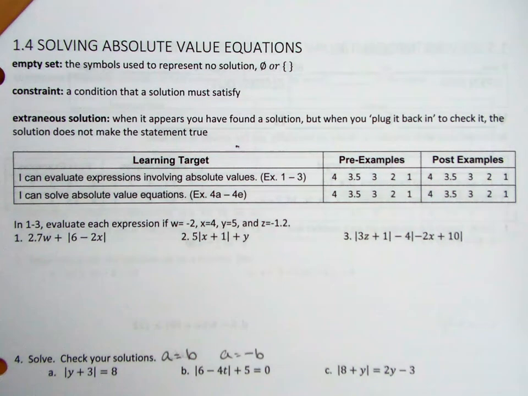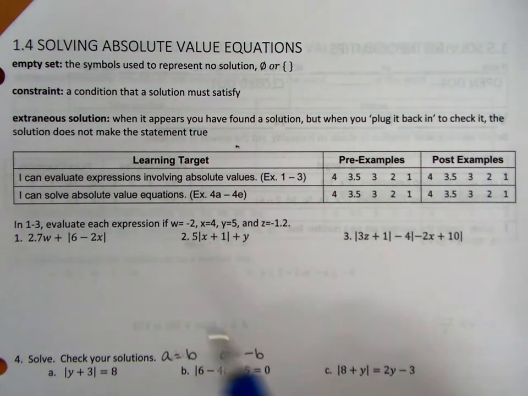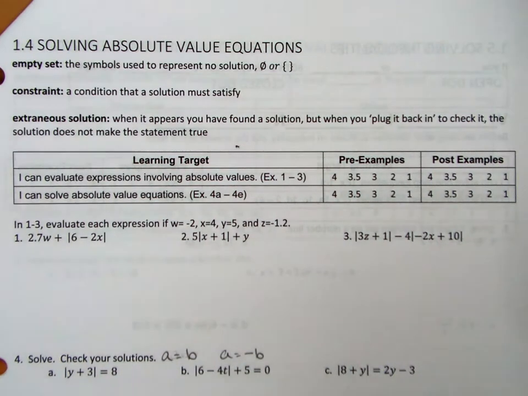Alright, we are learning about 1.4, solving absolute value equations. Definitions at the top: you have the empty set, the symbol used to represent no solution. You can also just say no solution.